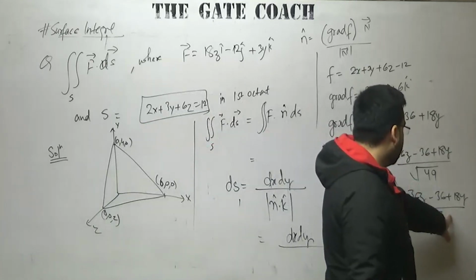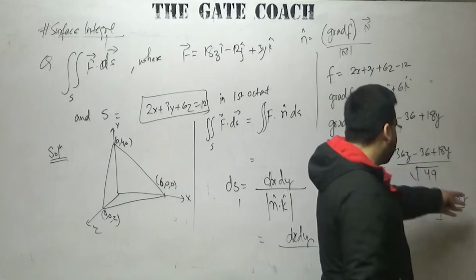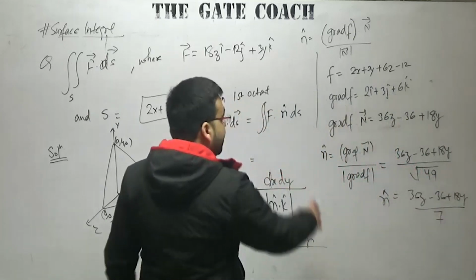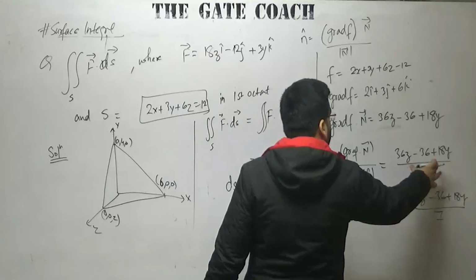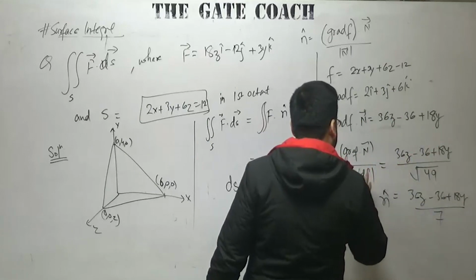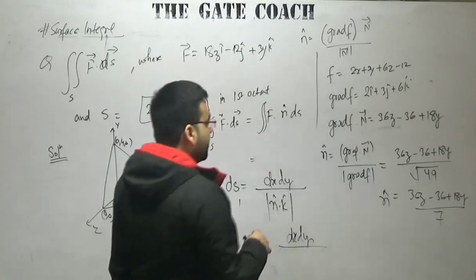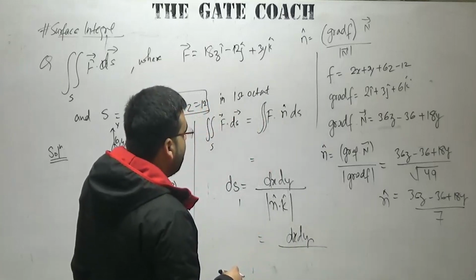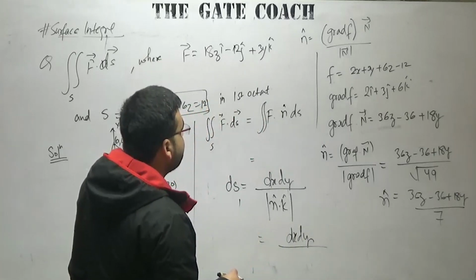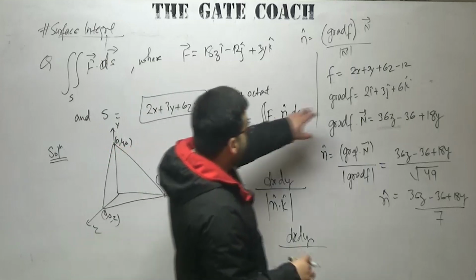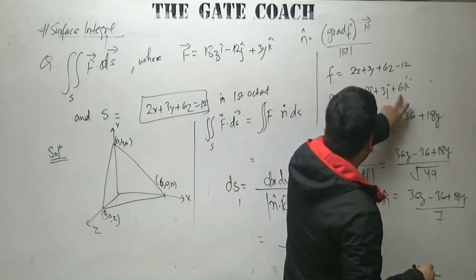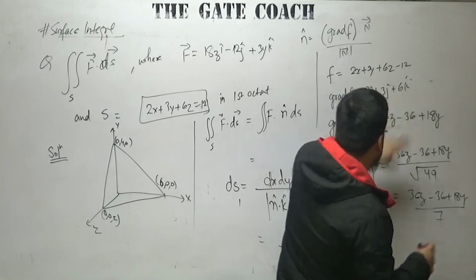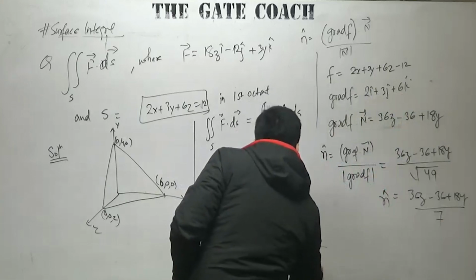N cap dot k cap means the last term which we are talking about, n cap is this thing, right? The last term will be equal to what? It will be equal to this. Then we have 6 into 1 by 7, that is 6 by 7.